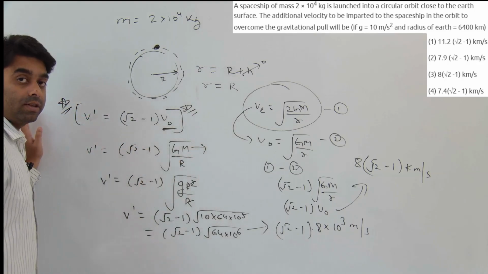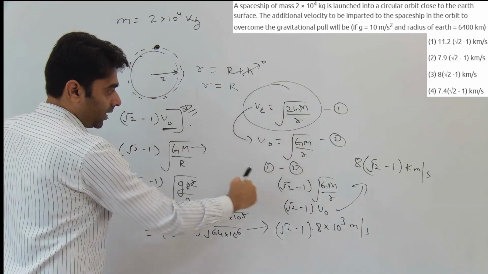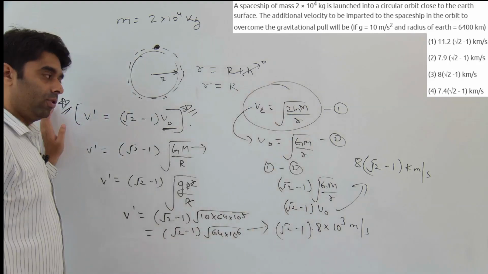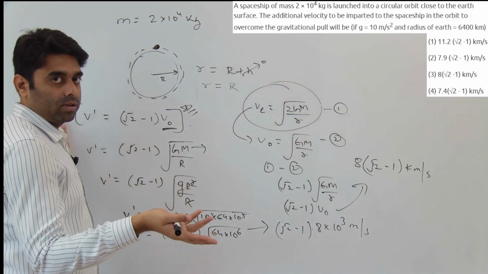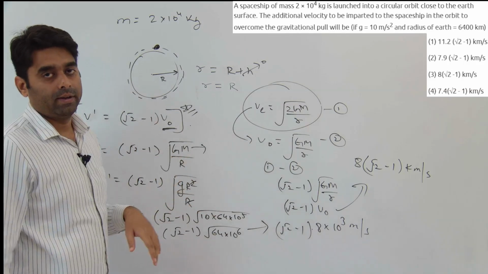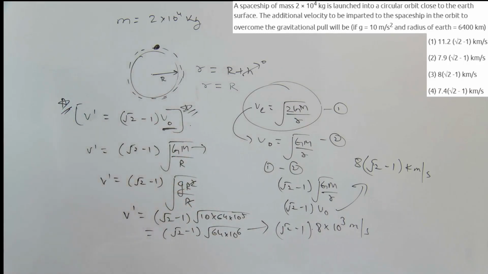The result, the additional speed that should be given, is something that I calculated from here, right? You can remember this result. If it comes in the question, you can use it directly. Fine, let us look at it. Next question.